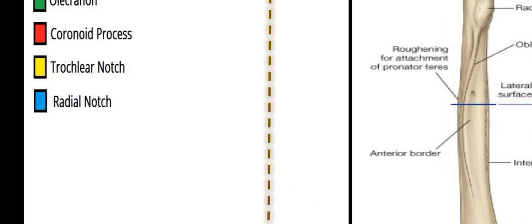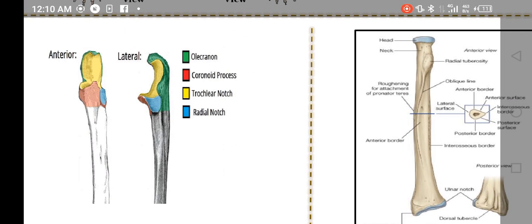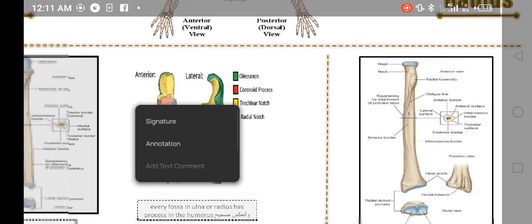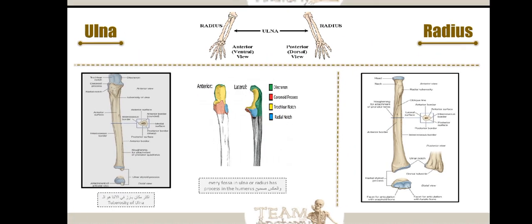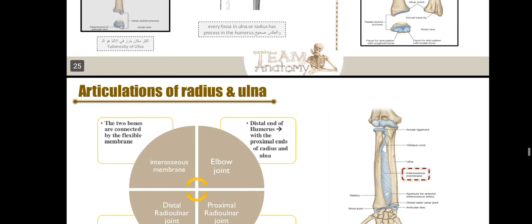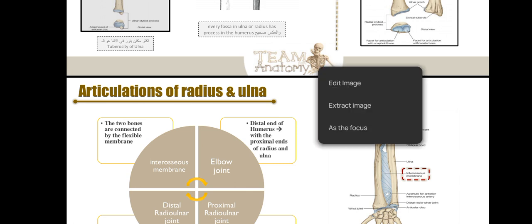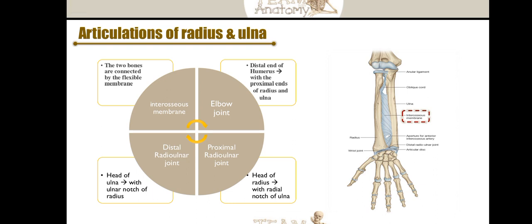How do you know this bone is the radius, okay? The head, the radial notch. Articulations of the radius and the ulna. Now, I just want you to relate something. The radius and the ulna are actually like the tibia and the fibula in the lower limb. As we go on making videos, you guys should get to see all this, right?